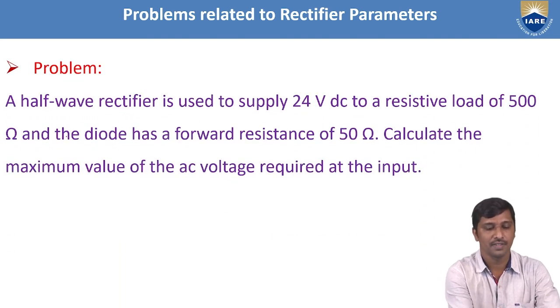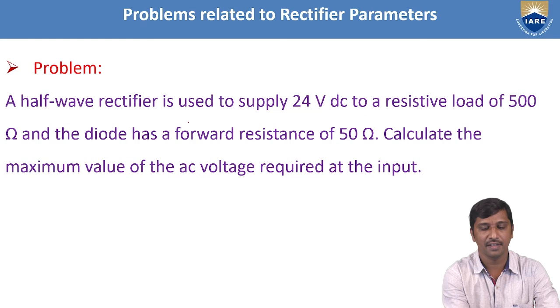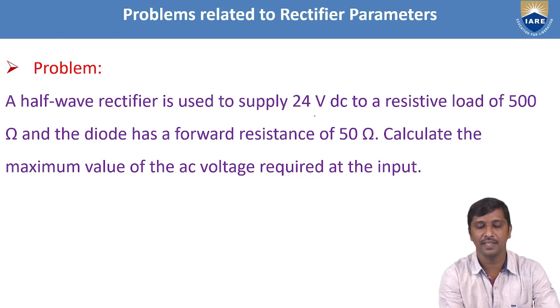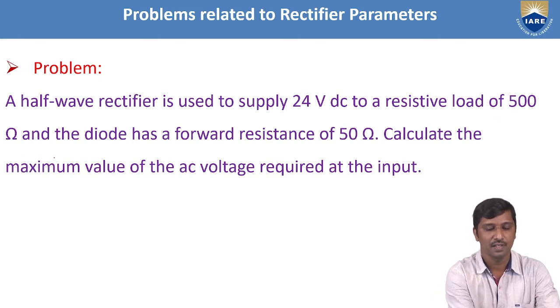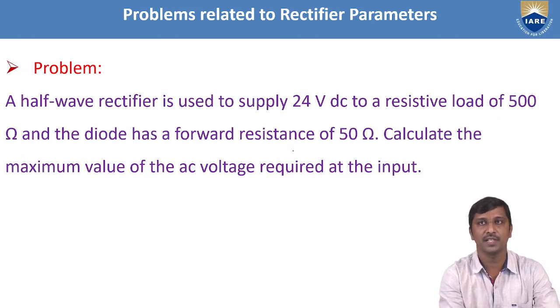So just first read the statement. A half-wave rectifier is used to supply 24 volts DC to a resistive load of 500 ohms and the diode has a forward resistance of 50 ohms. Calculate the maximum value of the AC voltage required at the input here.